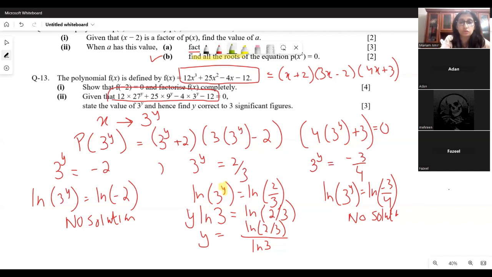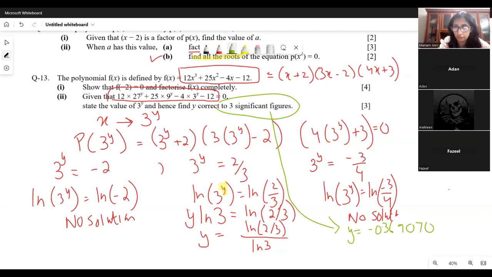It says correct to 3 significant figures, so you need to strictly follow this. y equals minus 0.369070. The answer before rounding should be as large as possible, or at least till 4 decimal places. And the final answer is rounded to 3 significant figures. So this would be the answer.